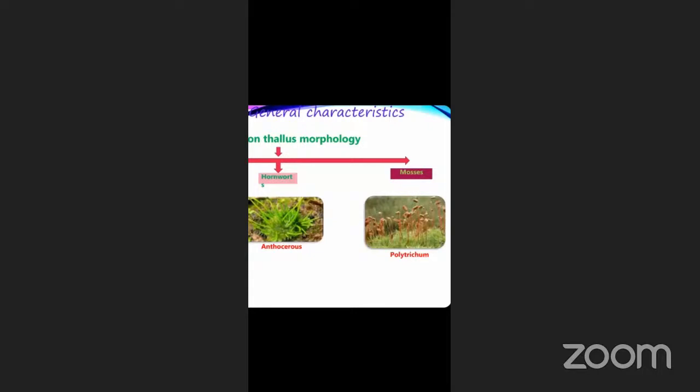Another one is Sphagnum. Sphagnum is also cosmopolitan, growing in the north and south temperate zones and the subarctic and Antarctic regions also. Sphagnum is very economically valuable.